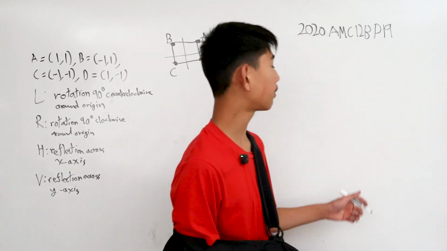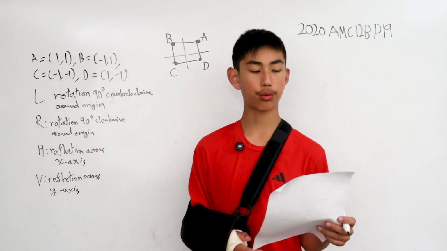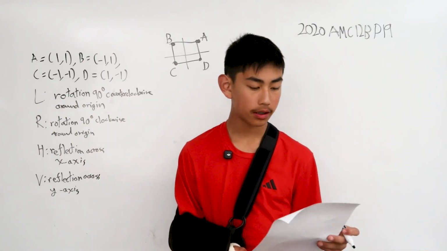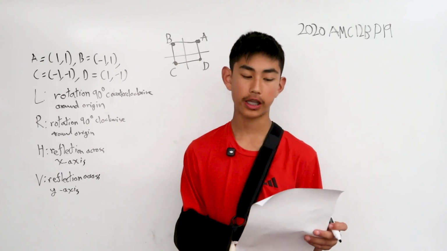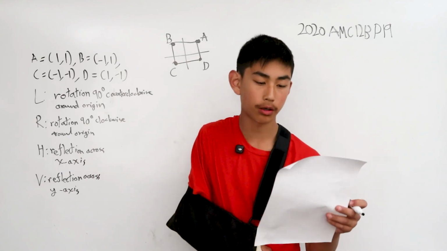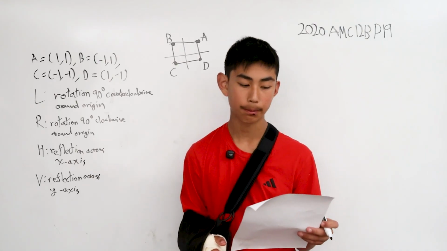We're solving problem 19 from the 2020 AMC 12B. Square ABCD in the coordinate plane has vertices at the points A equals (1, 1), B (-1, 1), C (-1, -1), and D (1, -1).